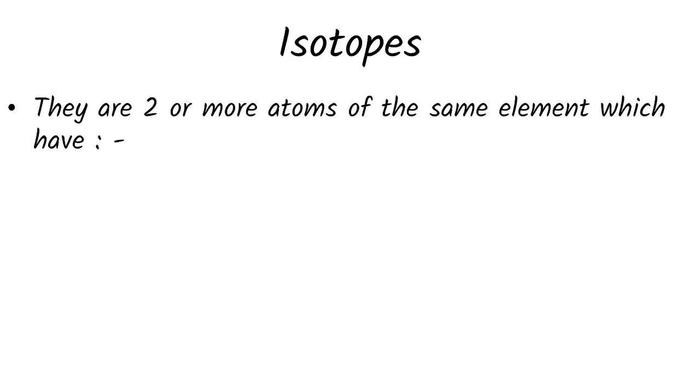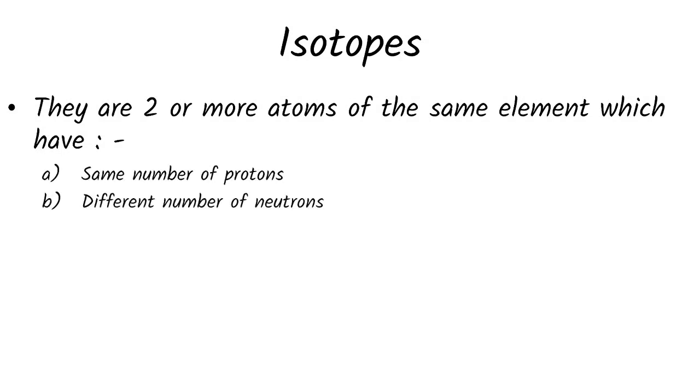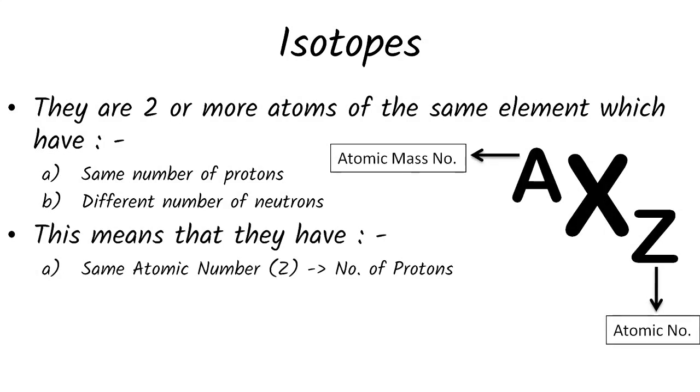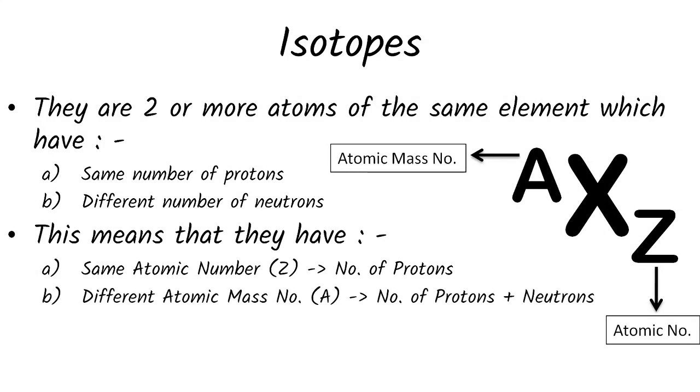Isotopes are two or more atoms of the same element, which have the same number of protons and a different number of neutrons. This means that they have the same atomic number and different atomic mass numbers.